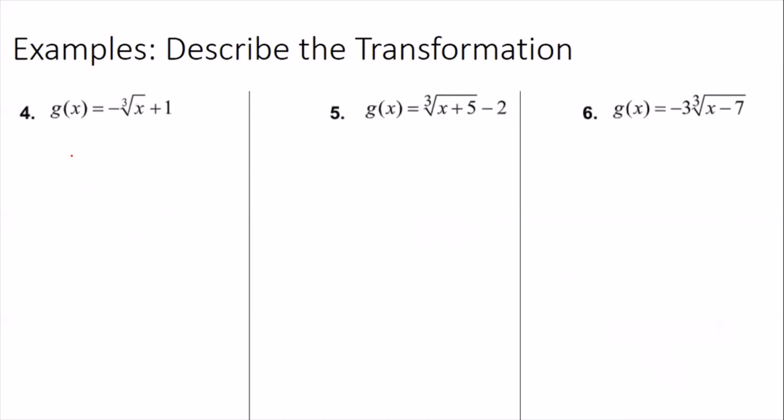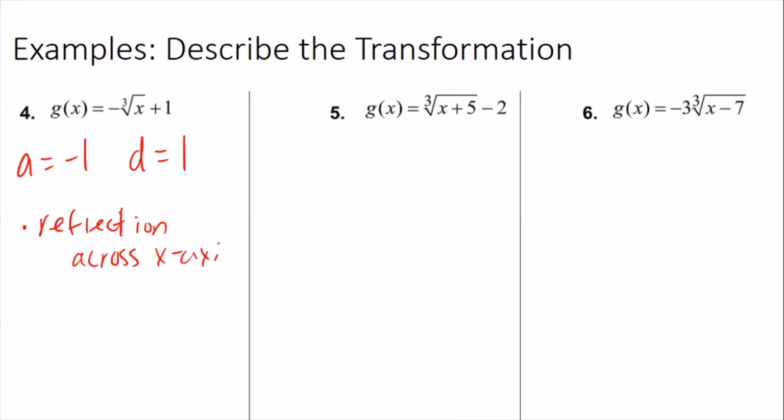On 4, what variables do I have? I have D and A. We have A equals -1 and D equals +1. So what's happening to this function? Perfect. Reflection across the x-axis, and we went up 1.